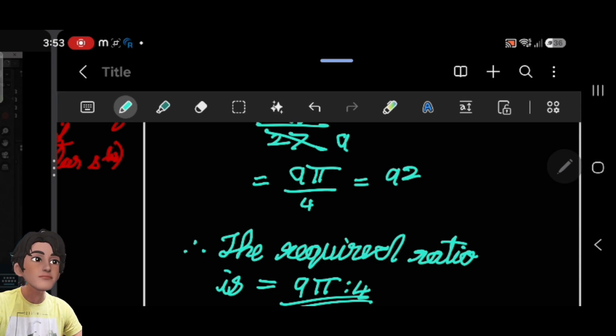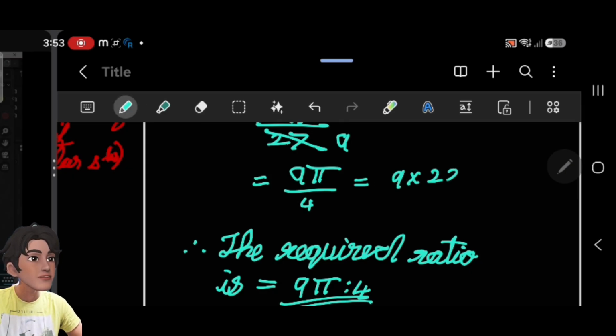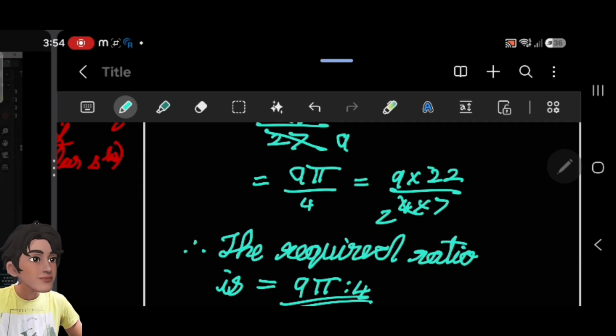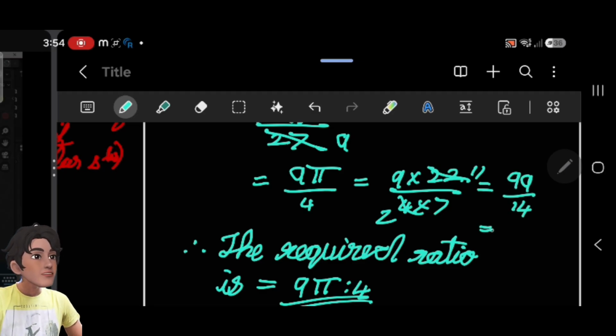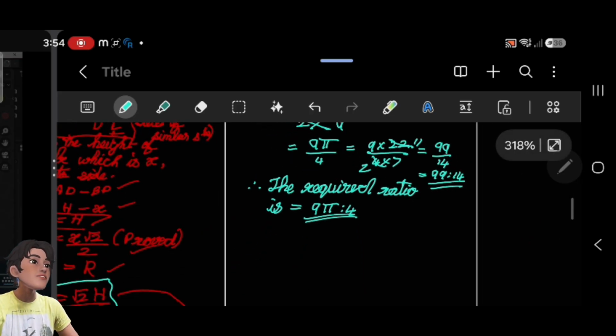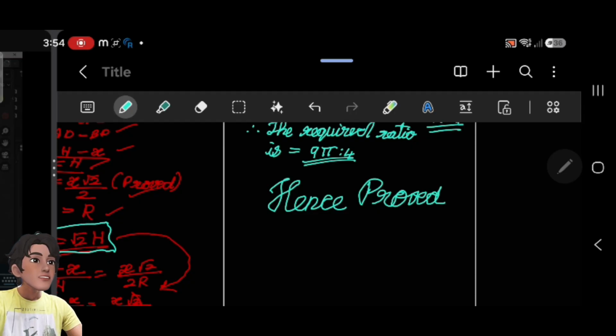If you want to simplify this equation by substituting the value of pi, it's left to you. I'm doing it right here. Let me make it neat. 9 times 22 by 4 times 7. Simplifying the equation, we would be getting nothing more than 99 by 14, which can be represented as 99 is to 14, which is the required ratio. And hence we found the answer.